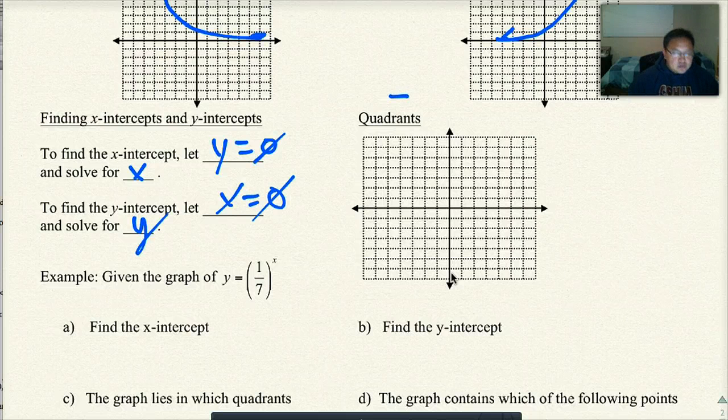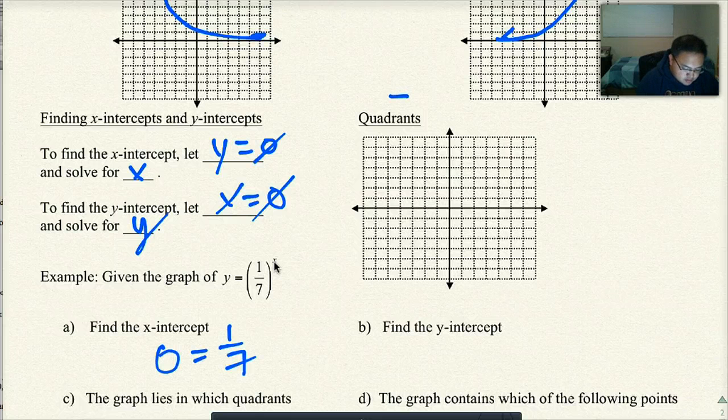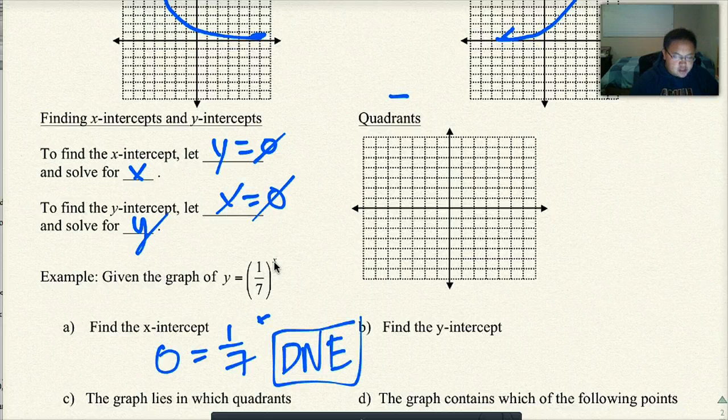Okay. So for example, here's a graph of (1/7) to the x, and it says find the x and y intercepts. To find the x-intercept, let's make y equal 0 and solve for x. So 0 equals (1/7) to the x power. You're saying, how do you solve this? As of right now, you don't know how to solve this. So I'm just going to leave this as D and E, and actually that's the answer. There's nowhere it crosses the x-axis.